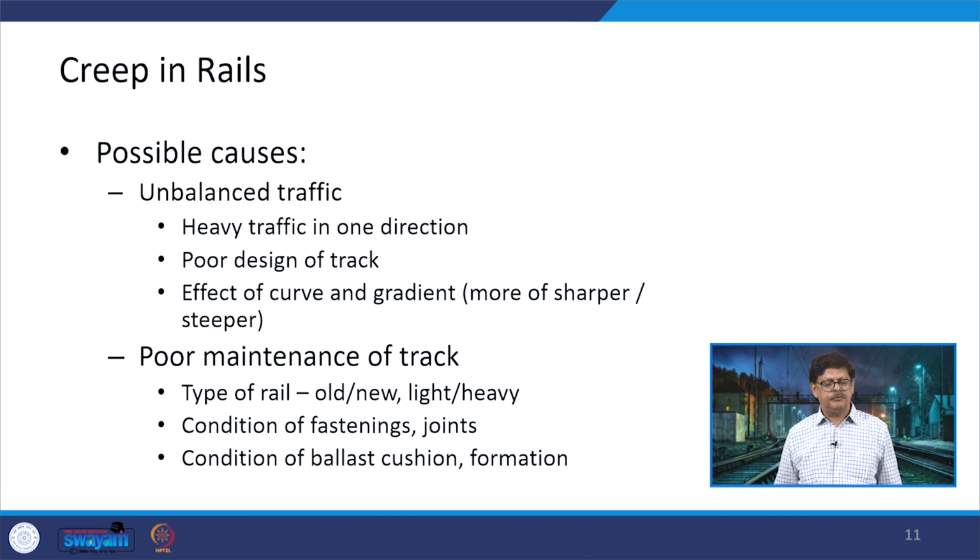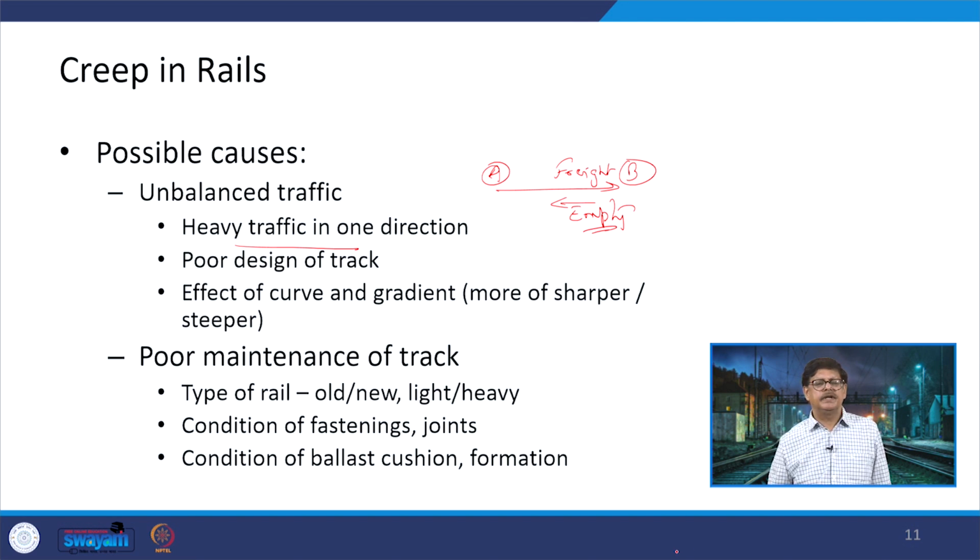Unbalanced traffic, we just started with this. There is heavy traffic which is moving in one direction, say it is a freight corridor. In the case of a freight corridor, the freight is being carried from A to B, but when we talk about the back movement, this is an empty movement. It means in the case of starting, acceleration, stopping, or any such interaction of the wheel with the rail, when it is going from A to B, it is completely full, then those types of impacts on the rail sections will be more as compared to when it is coming back. It means if there is a creep at all in this particular track, then that is going to be from A to B direction.